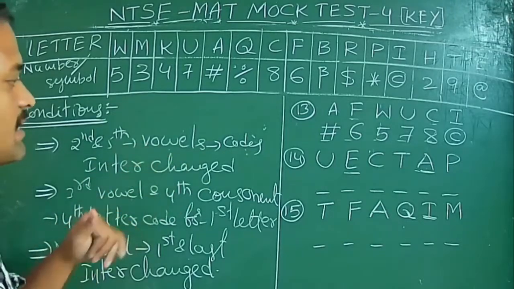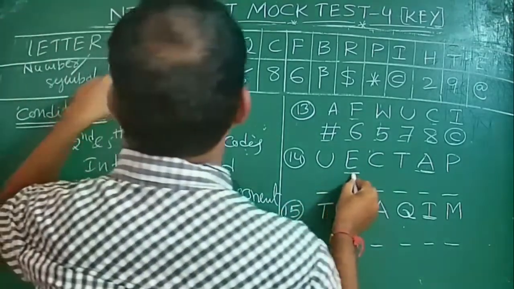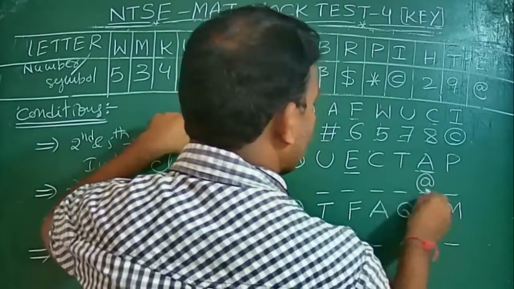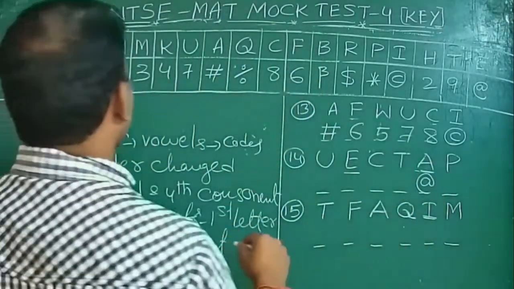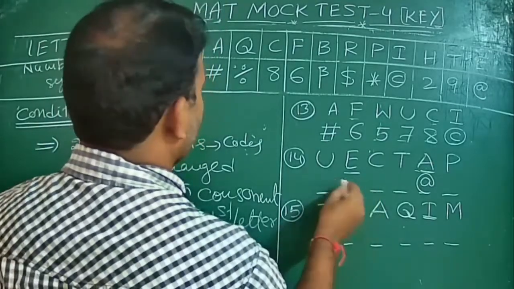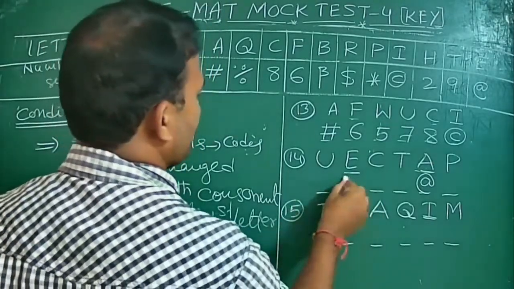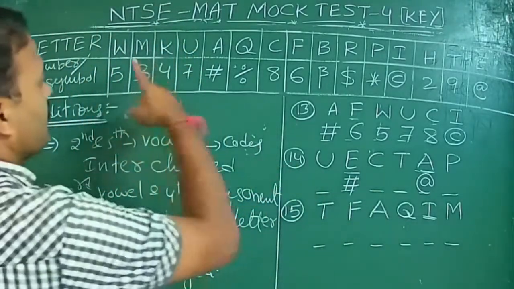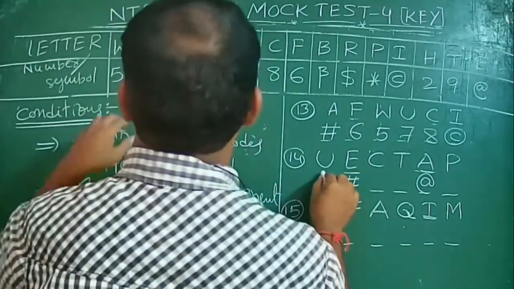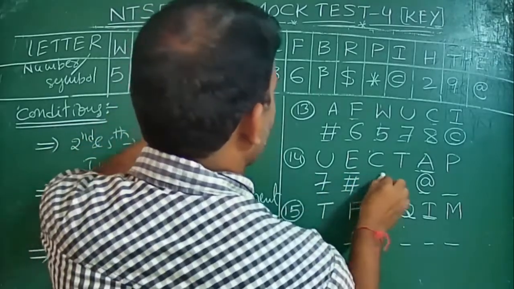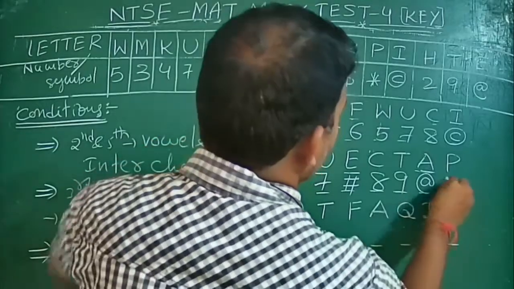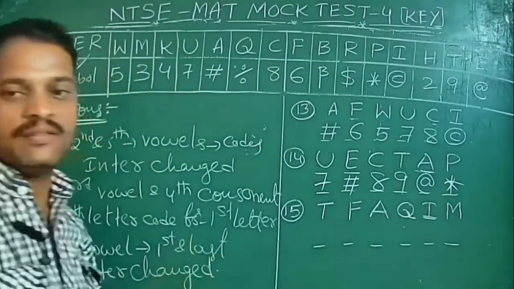Means what is the E code? Code of E, where is E? E means the at the rate symbol, you take here. Interchanged. Now what is the A code? Code of A is this. Okay, using this, the remaining codes will be the same from the table. So then next what is U code? U code is 7 and C code is 8 and T code is 9 and where is P? P code is star. So that is the solution of the second one.